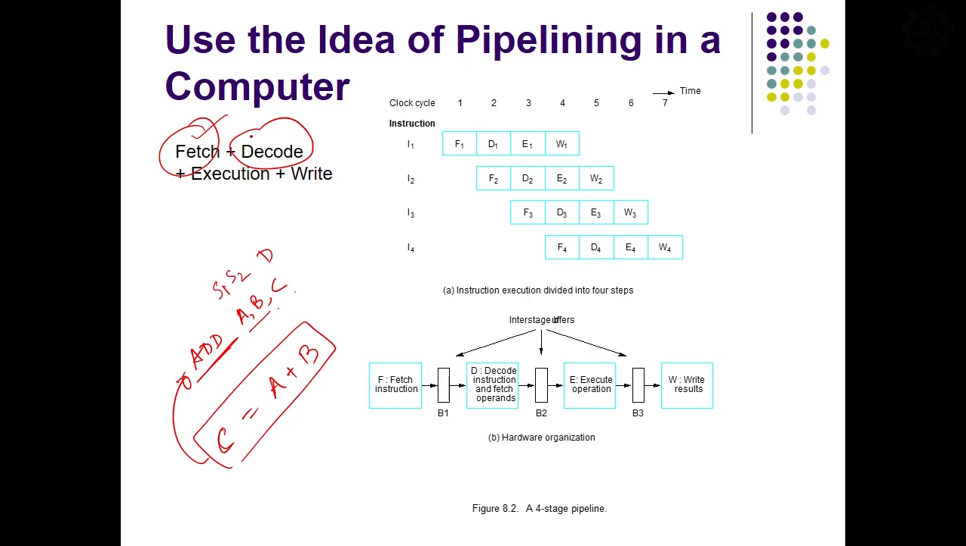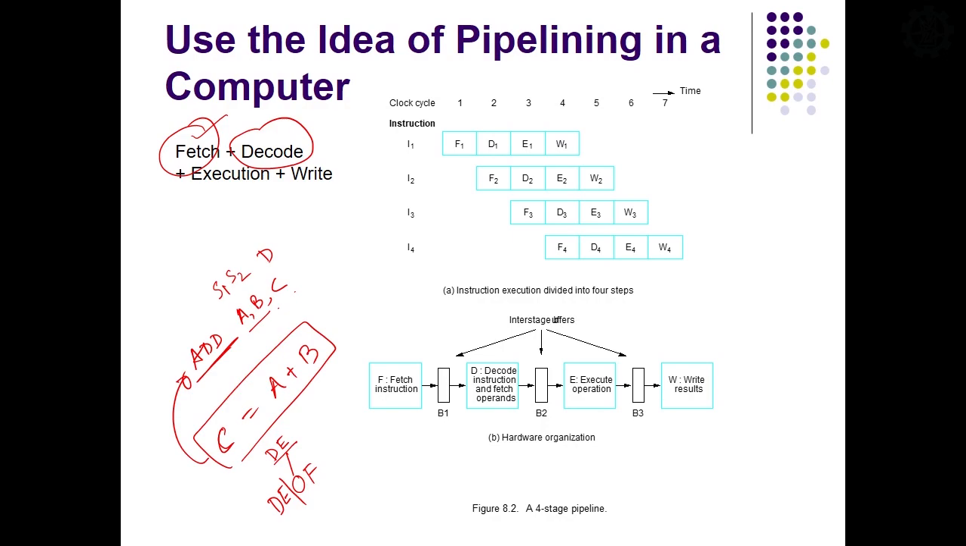In some books like Stallings, the decoding is further divided into 2 parts. One is decode, which means it will understand what this instruction is, and next it will fetch the operand. That is something called operand fetch. Okay. Sometimes it is operand fetch plus decode. So, the number of stages will increase, but the main idea will remain the same.